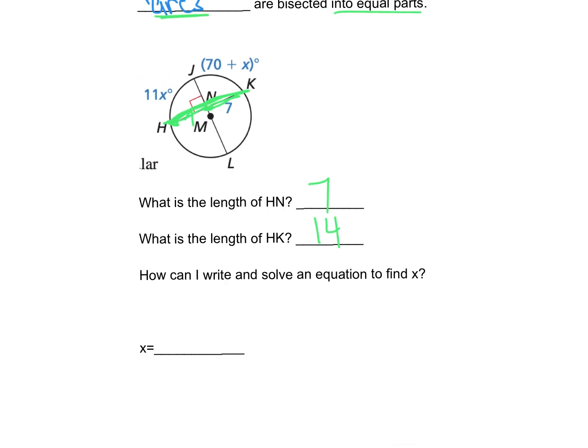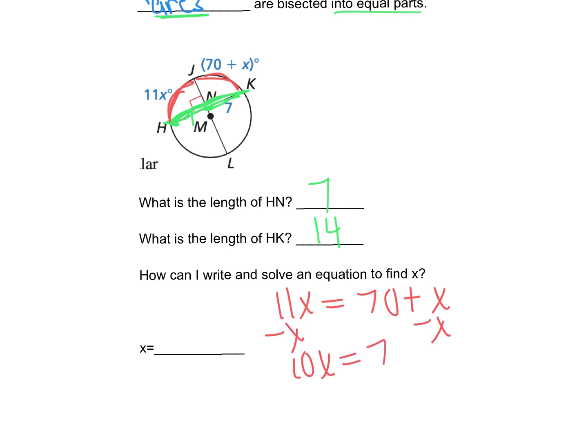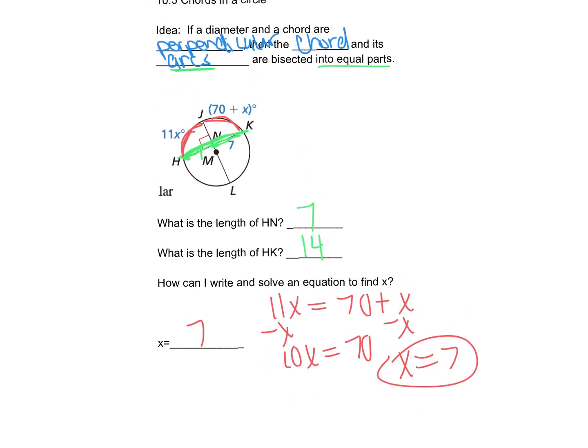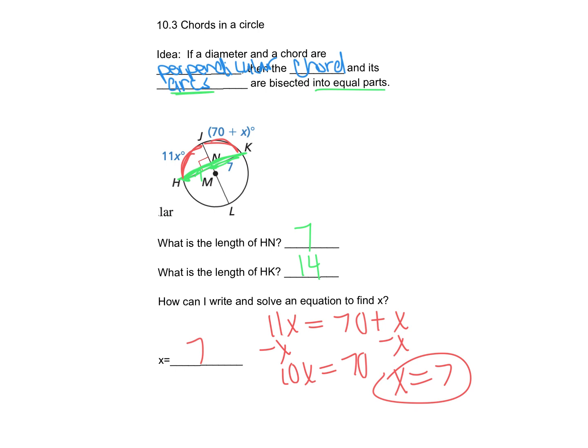And then if I want to know how can I write and solve an equation to find x, we know also that these arcs are bisected, which means this piece and this piece are going to be equal to each other. So I can write that 11x equals 70 plus x. And if we want to get x by itself, I'm going to subtract x from both sides. I get 10x equals 70, x equals, look at that, it also equals 7, which doesn't all have to be equal to 7, but in this case it does happen to be x equal to 7.